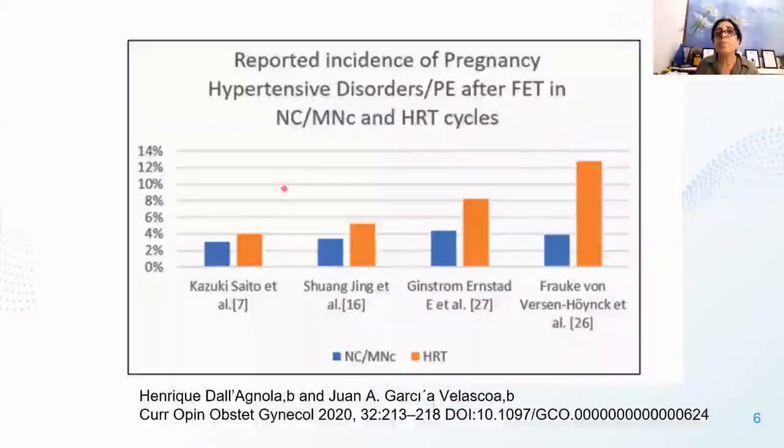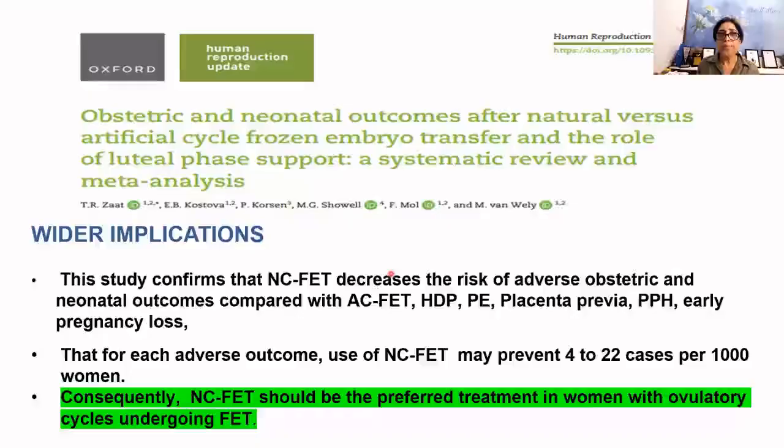So the complications which we have with an HRT cycle, this is seen in mostly all studies, whether they are prospective, retrospective, or observational. In all studies, there is a higher incidence of hypertensive disorders of pregnancy, specifically preeclampsia, in patients who had a frozen embryo transfer with an HRT cycle. But we did not have any RCT till last year.